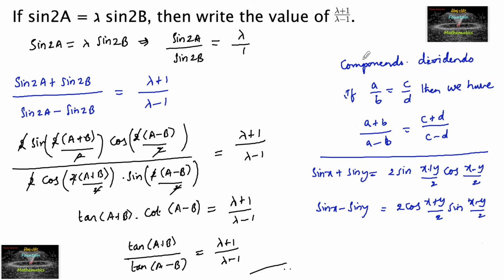And hence we can give the answer. The value of (lambda plus 1) upon (lambda minus 1) is tan (a plus b) upon tan (a minus b).